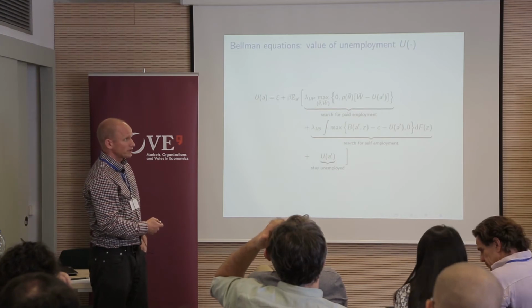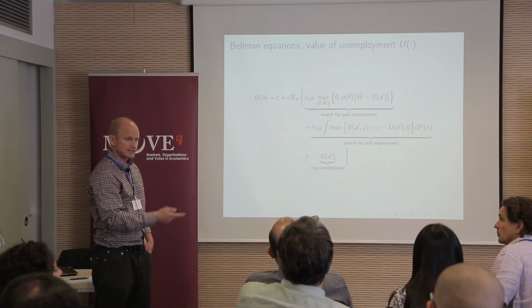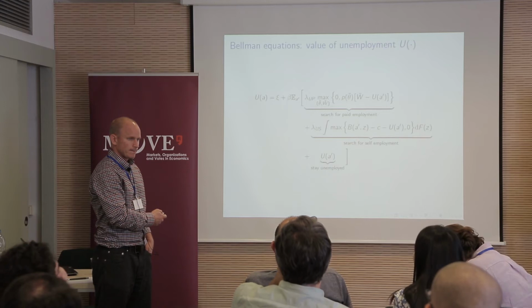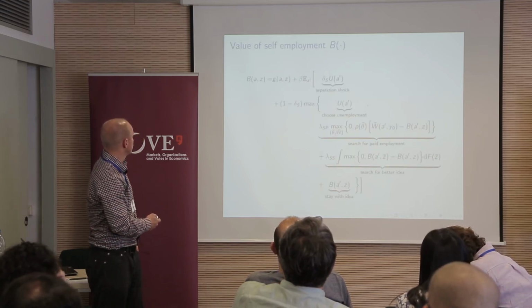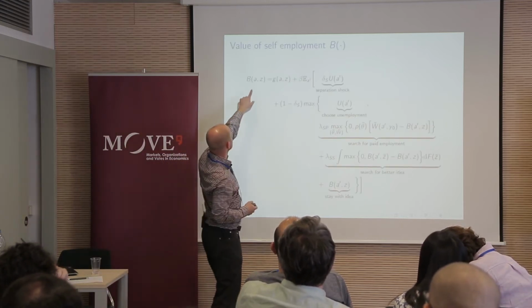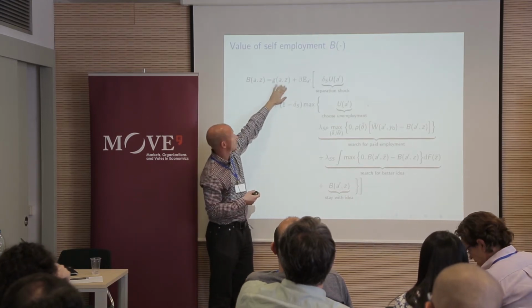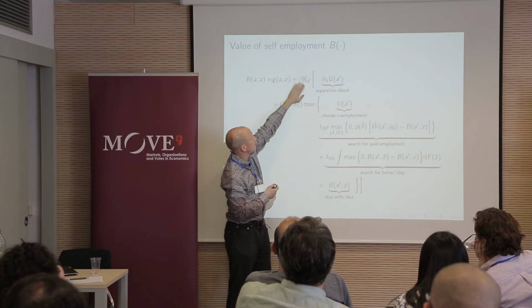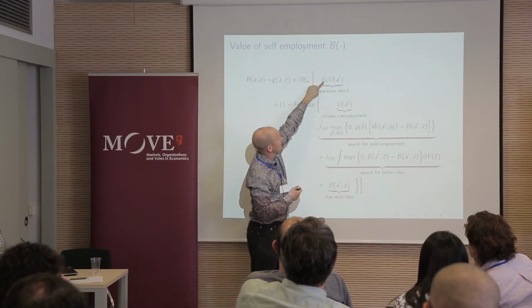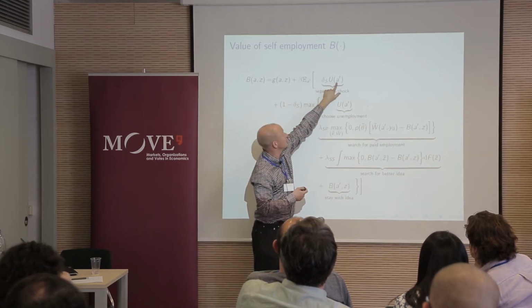So I want to spare you the value functions unless Rachel wants to see them. The other one, the self-employed. Here the value of self-employment, given the business cycle and Z, is linear utility. That's my production today. Then I discount. If I get separated, I'm just an unemployed worker and I lose everything.